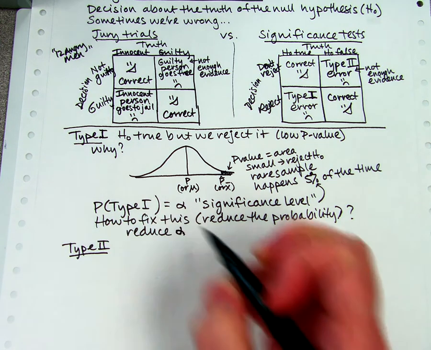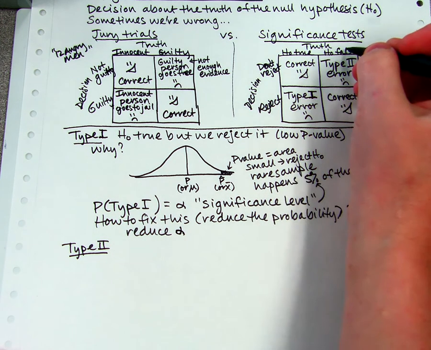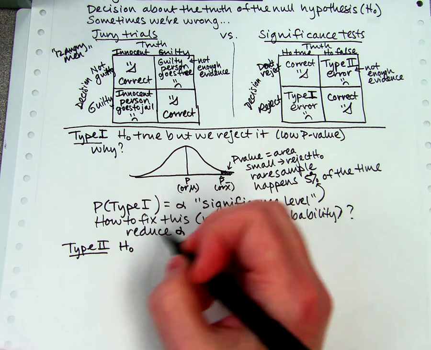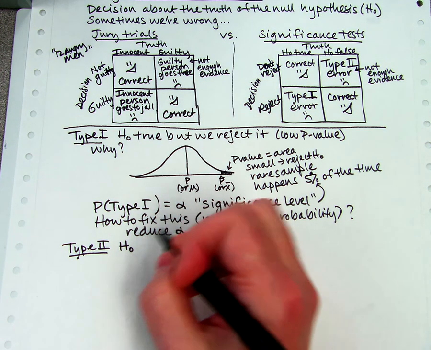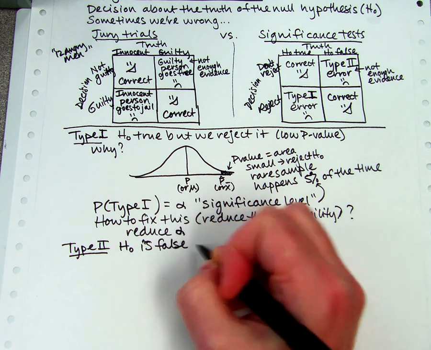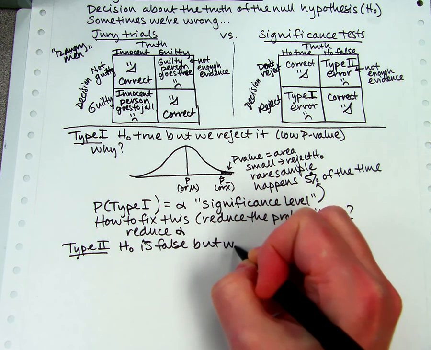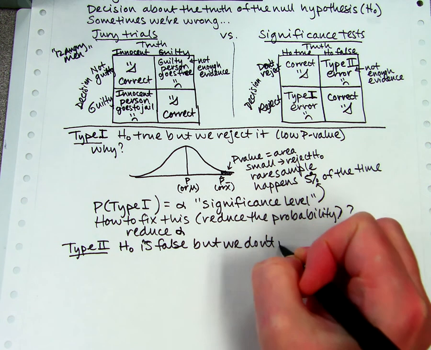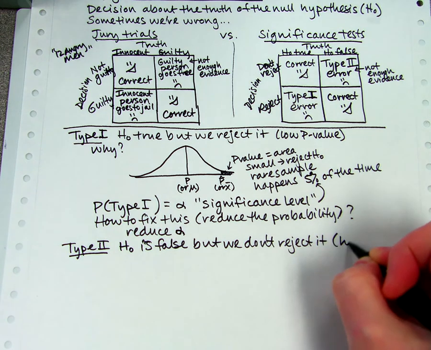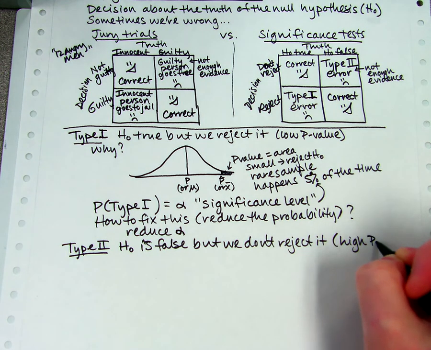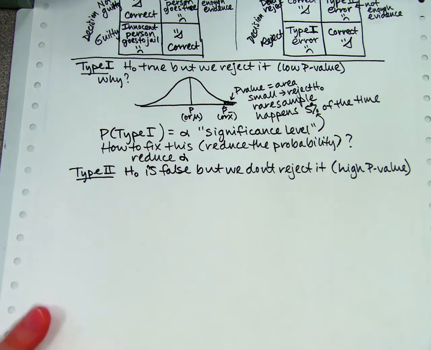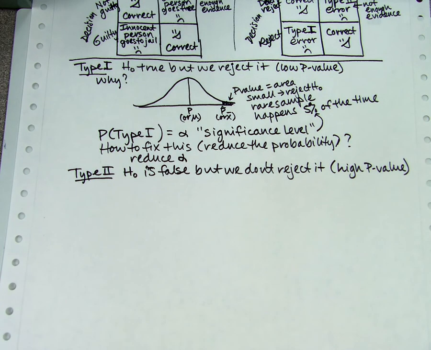So the type 2 happens when H null, or H naught, sometimes they call it not, sometimes they call it null, H0, anyway, if it's false, but we don't reject it, which means we got a higher p-value above our significance level, and that caused us to not reject. In other words, we just didn't know that the null was false.